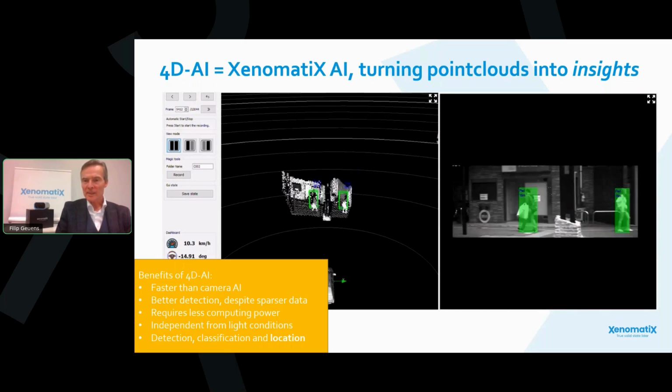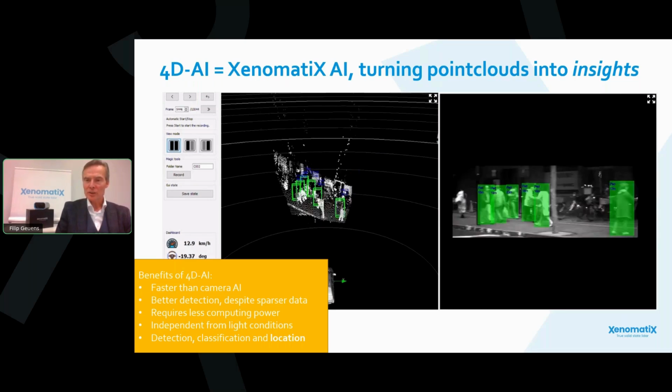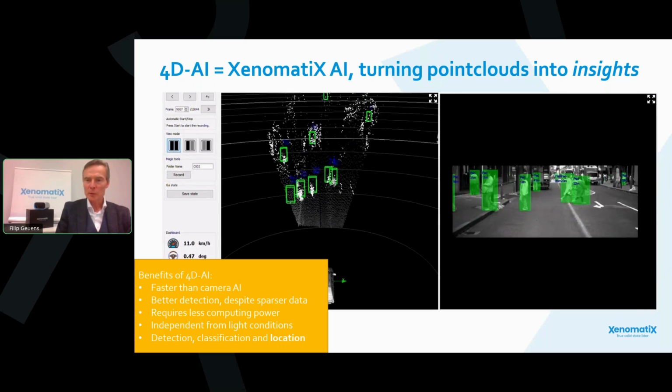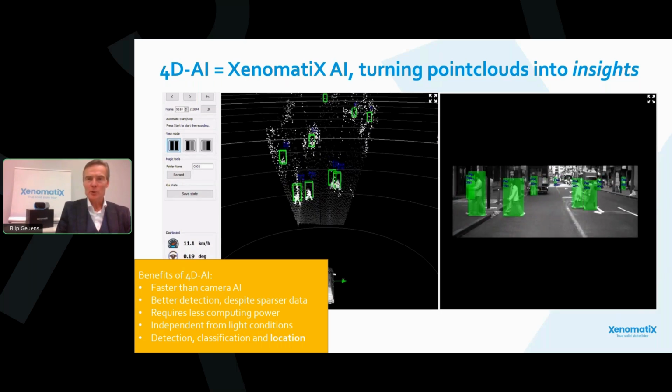The image on the right-hand side is only for visualization of the results. It's a standard grayscale image. We are not using that for the detection. We only use it to show the result with bounding boxes.